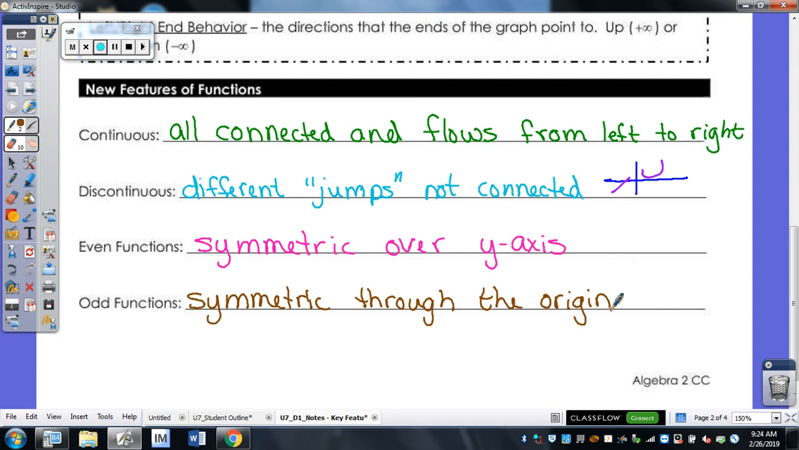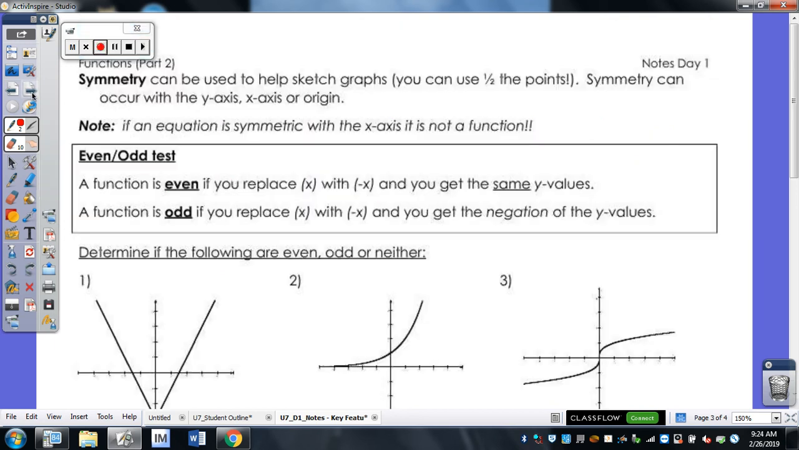And we're going to play around with figuring out even and odd functions. All right, so let's take a look at some examples.